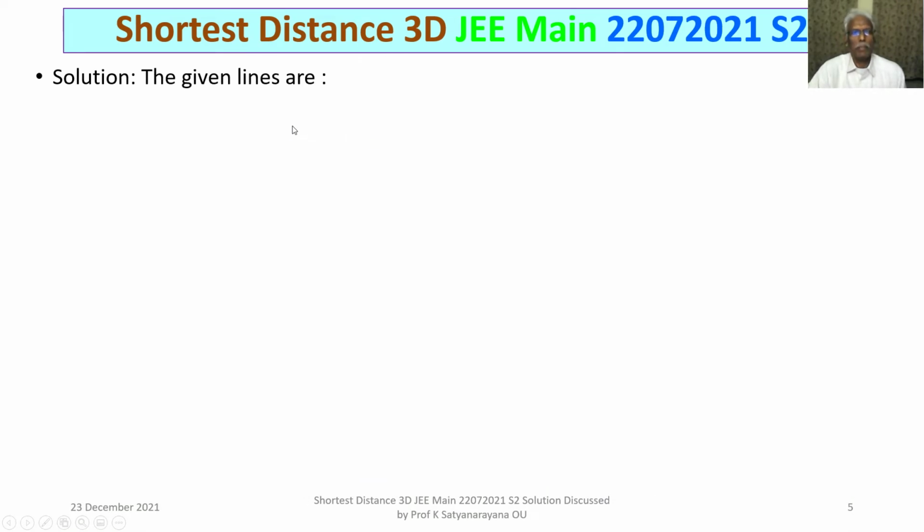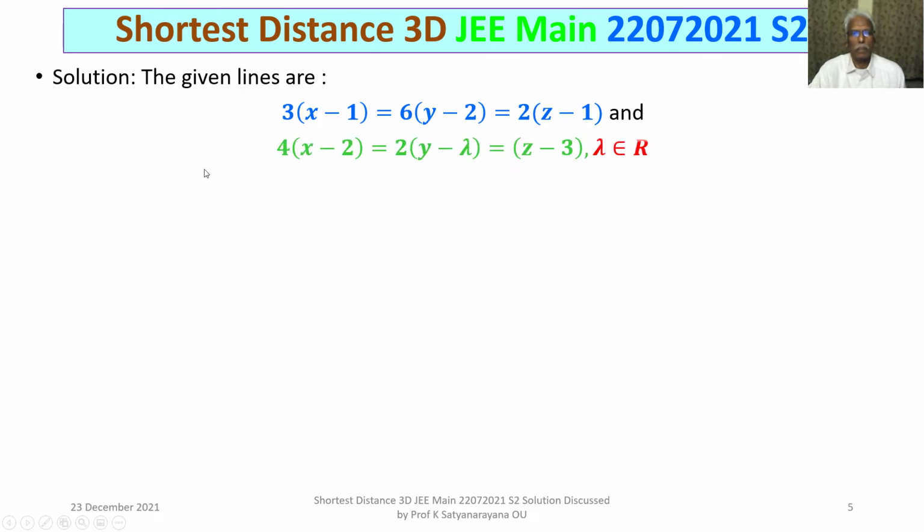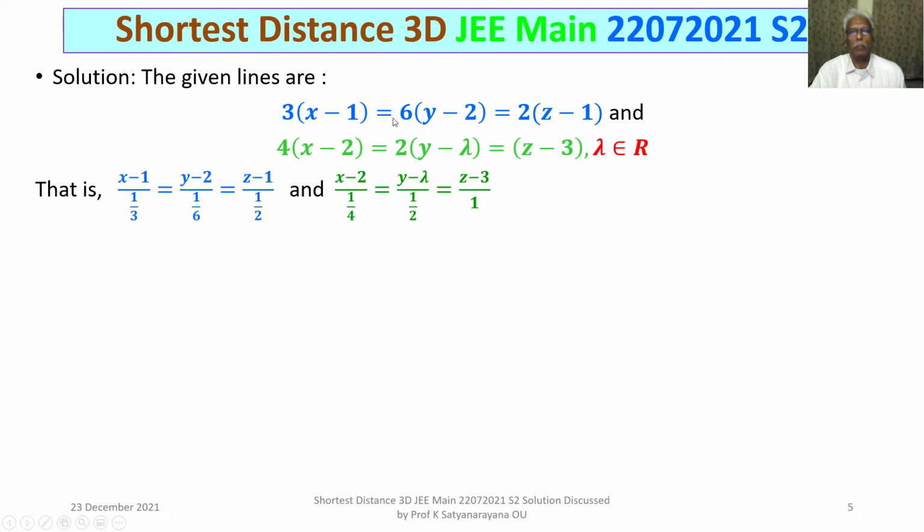Solution. These are the two given lines which we have seen in the last slide. Putting these lines in standard normal form, we get (x minus 1) by (1 by 3) is equal to (y minus 2) by (1 by 6) is equal to (z minus 1) by (1 by 2). And the second equation is (x minus 2) by (1 by 4) is equal to (y minus lambda) by (1 by 2) is equal to (z minus 3) by 1.